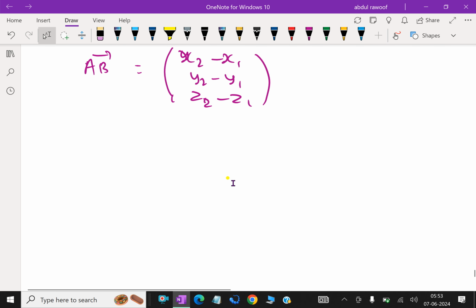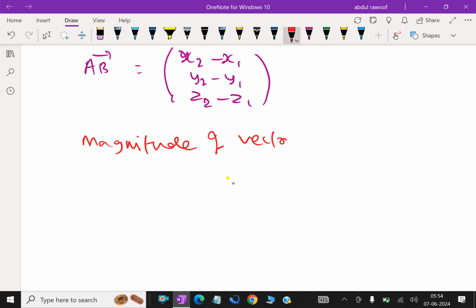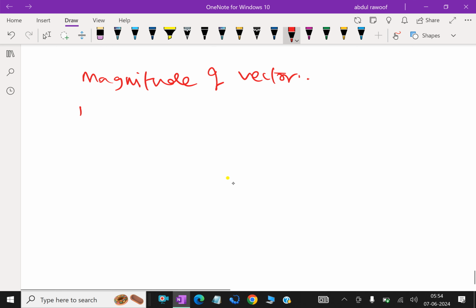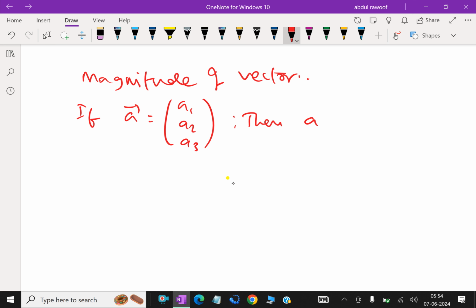Here is the magnitude of the vector. Magnitude of a vector in space. If vector A equals A1, A2, A3, then the magnitude of vector A is nothing but the square root of A1 square plus A2 square plus A3 square.